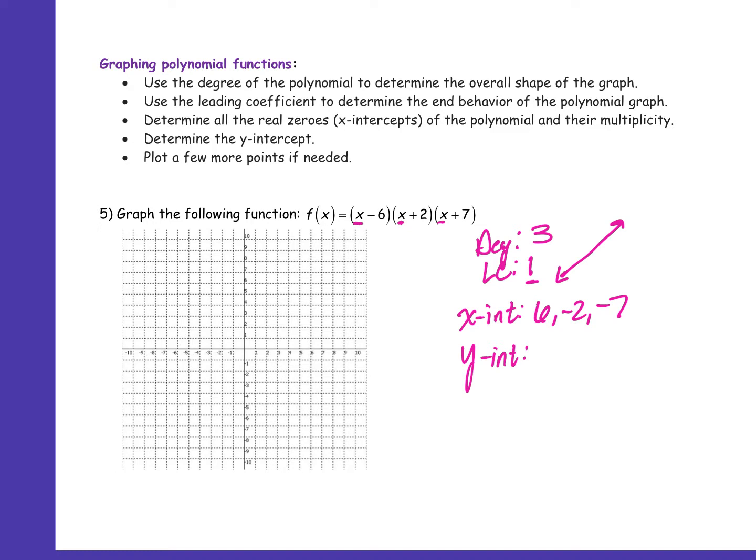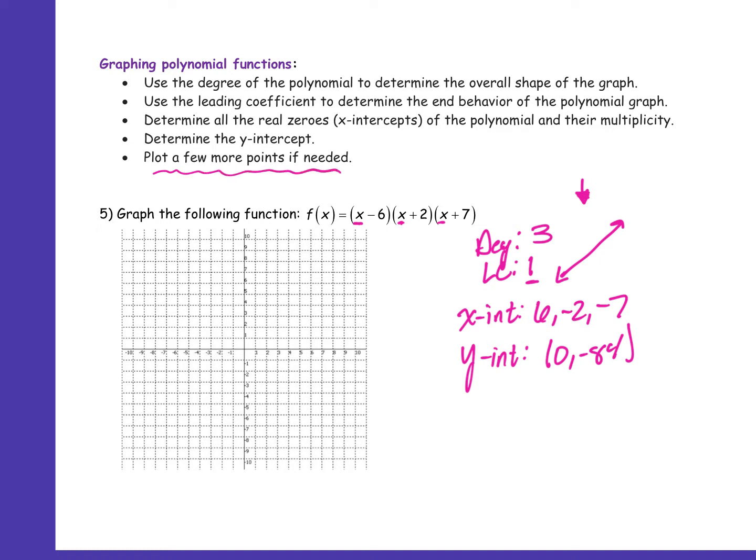6 negative times 2 times 7 is -84. Okay. And then we already know it's opening... since I drew this, it kind of tells me which way it's opening. So I may need to plot a few more points, and we'll get to that in just a second.